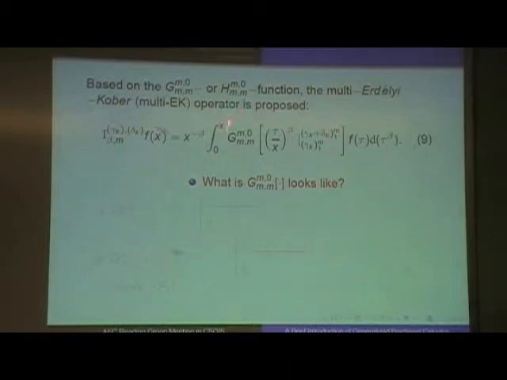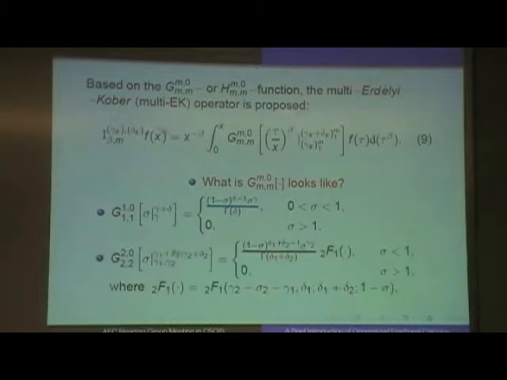What does this function look like? Here's an interesting answer. If m equals 1, it is a multiplication of power law functions. And if m equals 2, the Meijer G function has this form, and here is a Gauss hypergeometric function, which is expressed in this way. So you can see it.